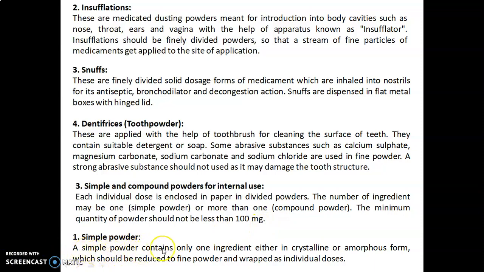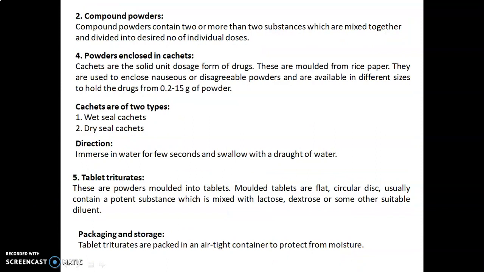Simple powder. A simple powder contains only one ingredient either in a crystalline or amorphous form, which should be reduced to fine powder and wrapped as individual doses. Compound powders. Compound powders contain two or more substances which are mixed together and divided into the desired number of individual doses.